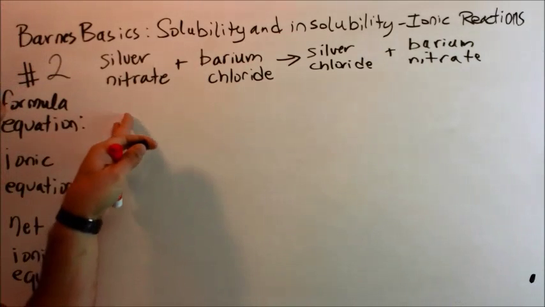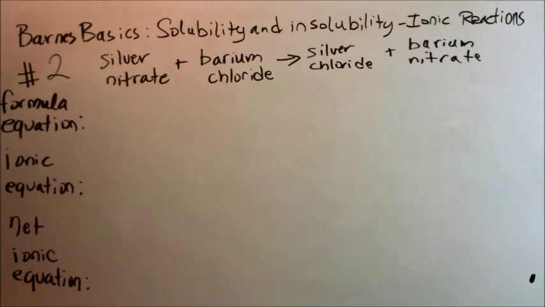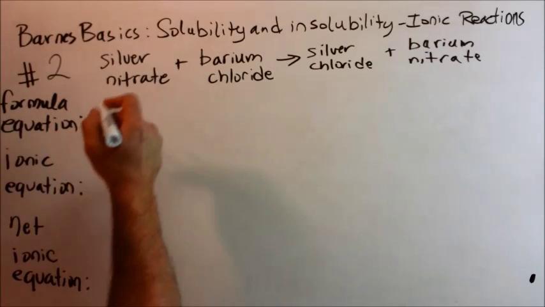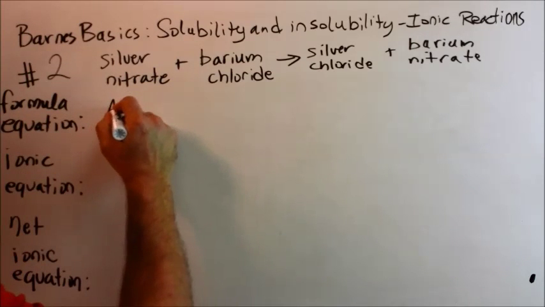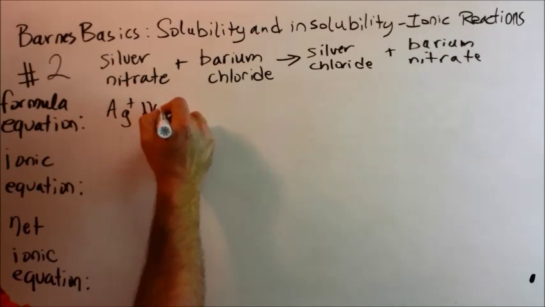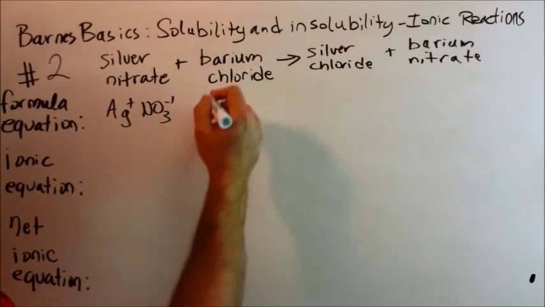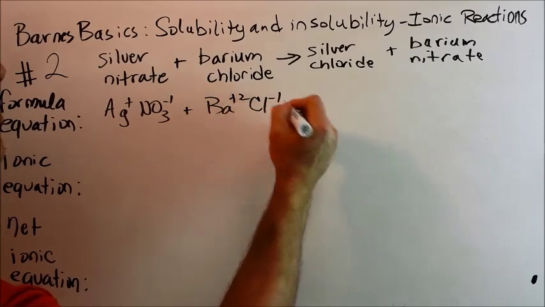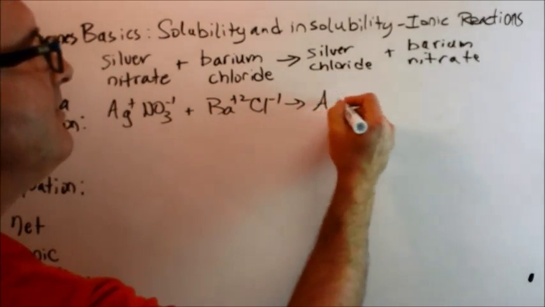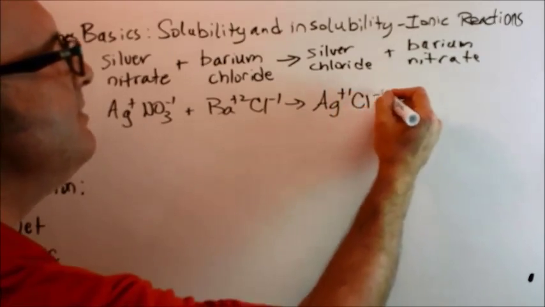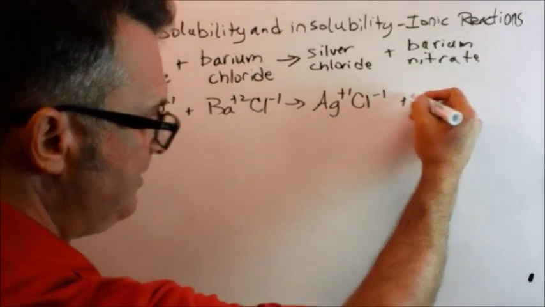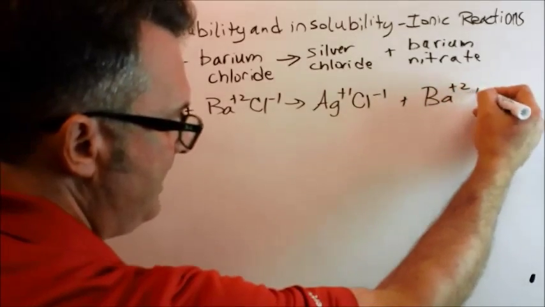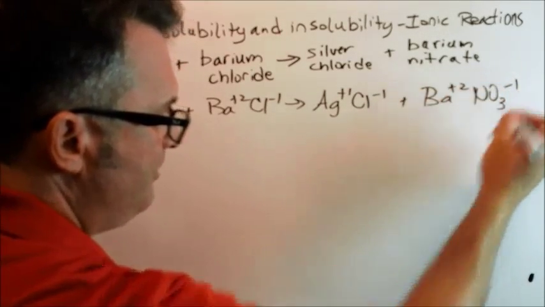When we look at each one of these formulas, we can know the symbols and the oxidation numbers by looking on a common oxidation number sheet or a periodic chart. And so I know that in silver nitrate, silver is +1 and nitrate is -1. I know that barium is +2 and that chlorine is -1. And I know that silver is +1 and chlorine is -1. I know that barium is +2 and nitrate is -1.